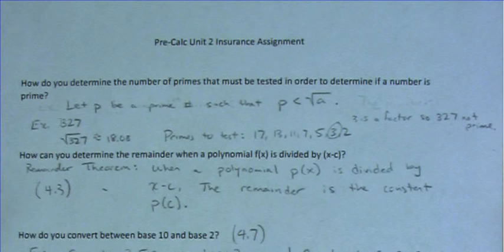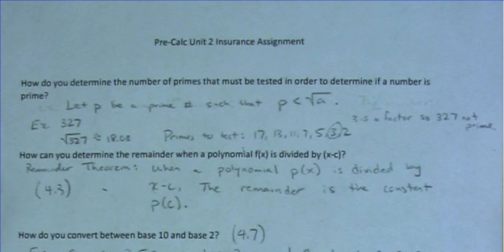So let's start with, for an example, 327. I take the square root of 327, I get 18.08. That means I have to test all of the primes that are less than 18.08. And obviously if there was a prime number to the left of it that would multiply to be 327, there would be a number to the right of 18.08 that would be its essential pair, that when I multiplied those two numbers together it would turn into 327.